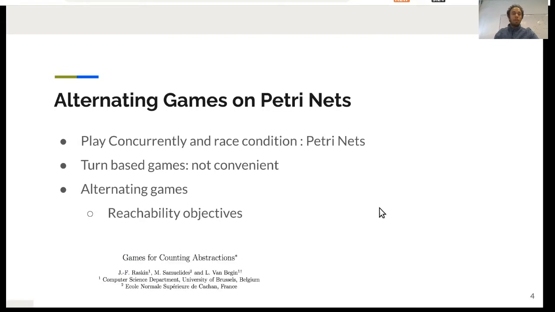However, if the players want to play concurrently and they are in a race condition to achieve a reachability objective, this can be captured using Petri nets. But turn-based games on Petri nets are not necessarily convenient because the underlying marking may have a token in every place, and it is not so straightforward to distinguish which marking belongs to which player. So we follow the suggestion that was made in this work by Jean-Francois, which is alternating games for Petri nets. These are games with reachability objectives.